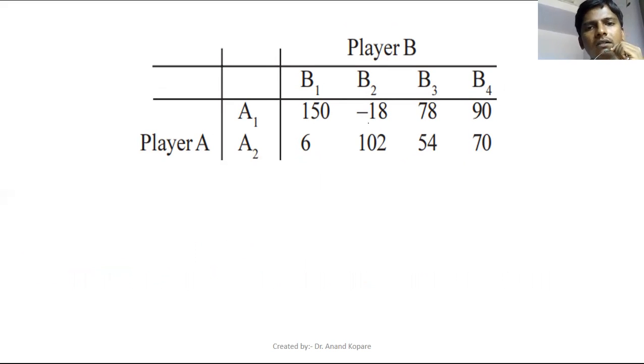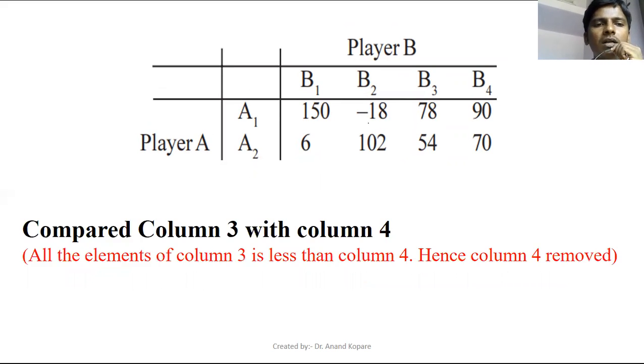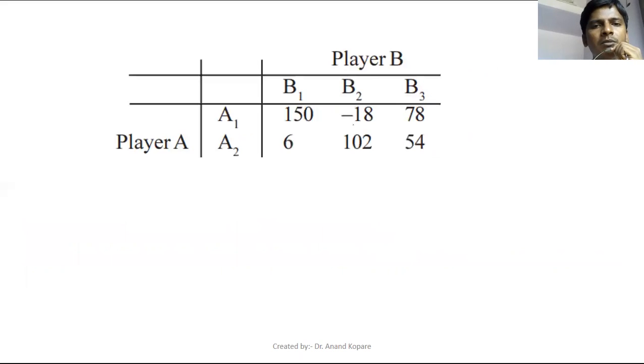If we remove row number 3, we get a matrix like this. So we have two rows, which means here we have to compare columns. For comparing columns, we will compare column number 3 with column number 4. See, 78 is less than 90 and 54 is less than 70. It means all the elements of column number 3 are less than all the elements of column number 4. Hence remove column number 4. After removing column number 4, we get the matrix like this.